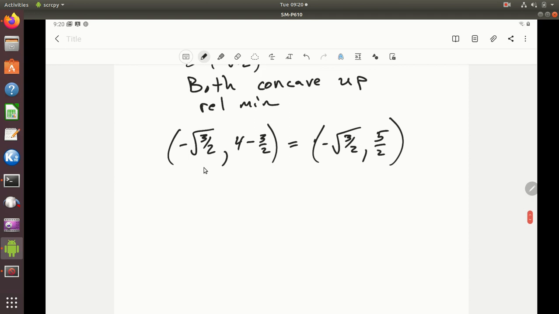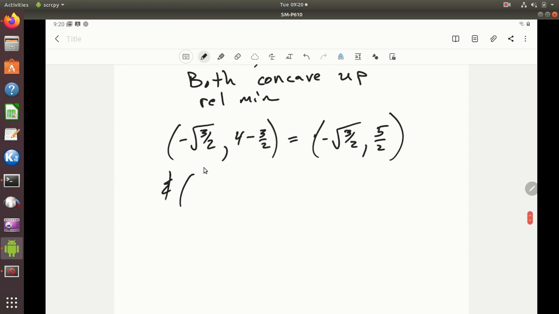Okay, so that point and the positive square root of 3 halves and 5 halves are the closest points.